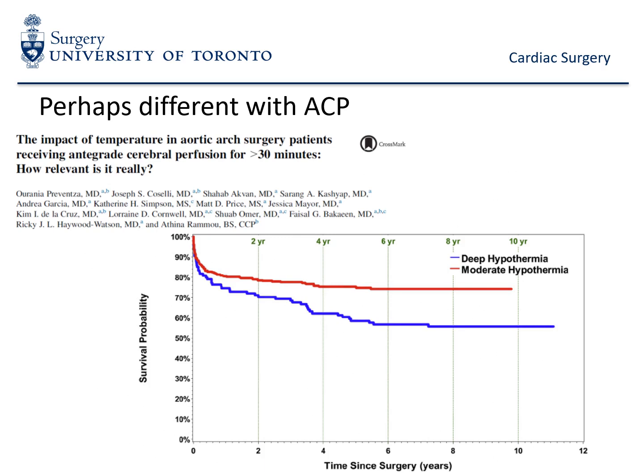There is indeed evidence that by using ACP at moderate hypothermia, even for longer than 30 minutes, you can have better long-term outcomes than with deep hypothermic circulatory arrest with no cerebral perfusion.